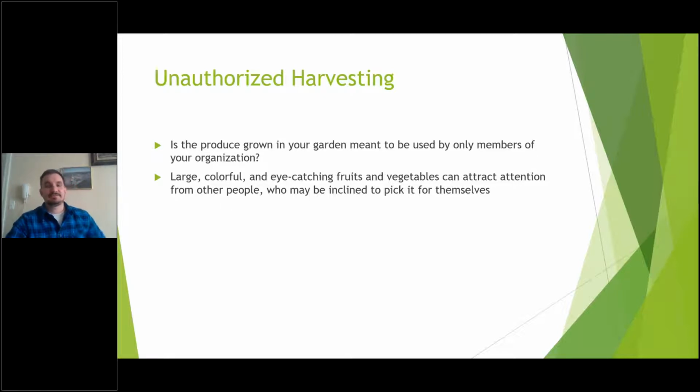And then to pick up on Curtis's interesting picture a few slides back about harvest theft, it's something you will need to think about ahead of time. Is what you're growing meant just for the members of your organization? If not, one thing to think about is that the large, colorful, eye-catching fruits and vegetables, specifically those that can be seen from the roadways, are going to attract attention from the rest of the community.